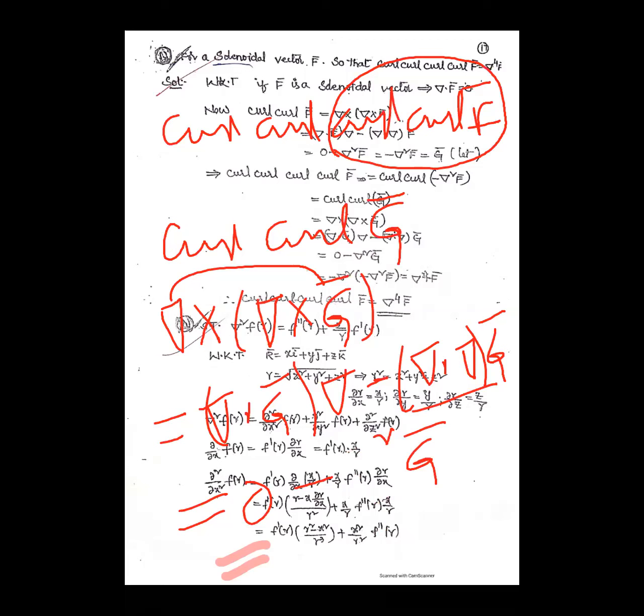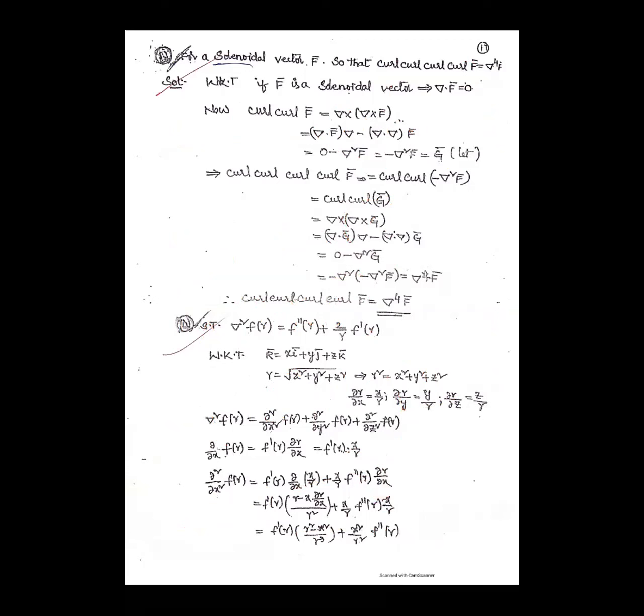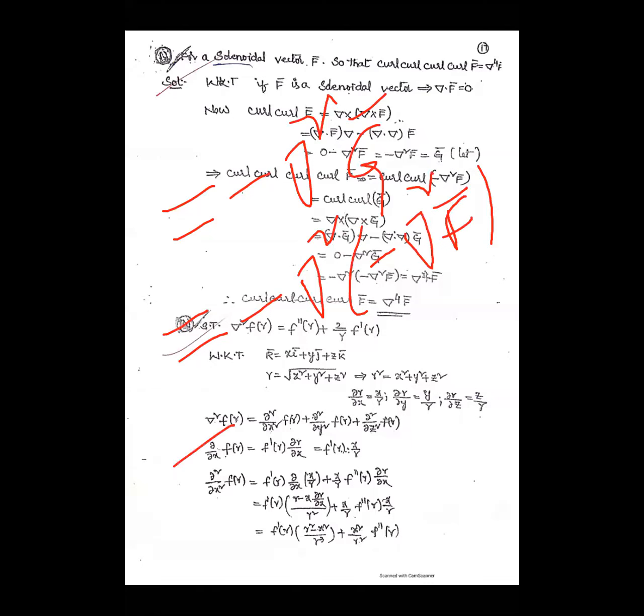So that equals 0 minus del square G bar. We get the final answer: curl⁴ F bar equals minus del square G. Replacing the G value, that equals minus del square of minus del square F. Minus into minus is plus, del square into del square, that equals del power 4 into F, that equals the RHS value. Okay, this is an important problem.